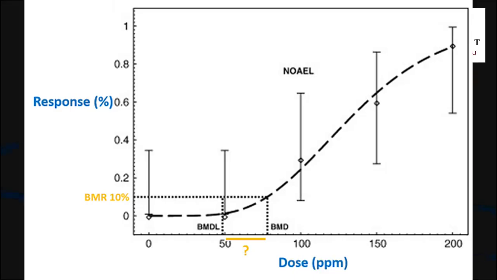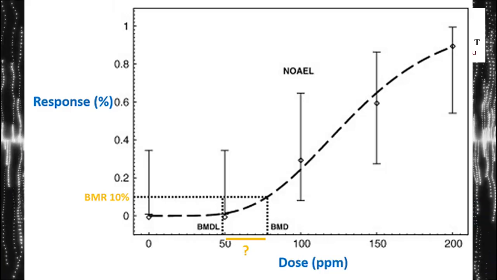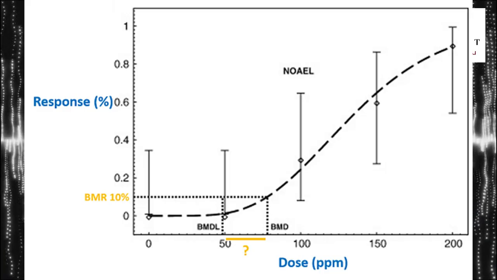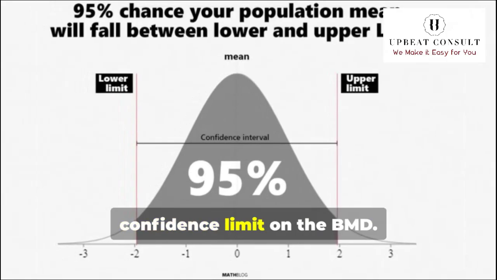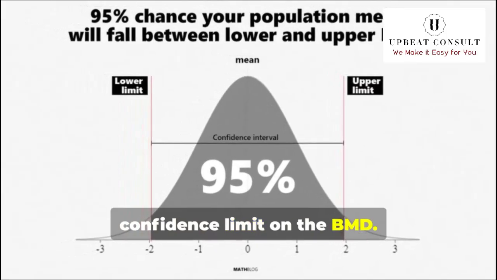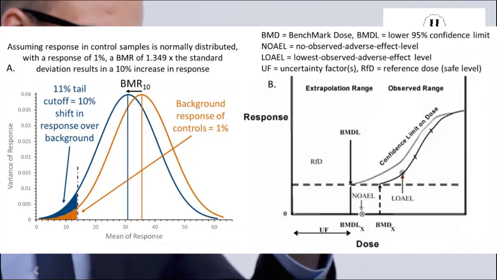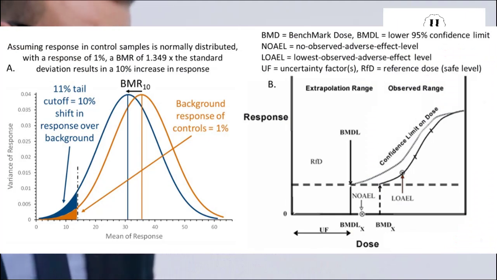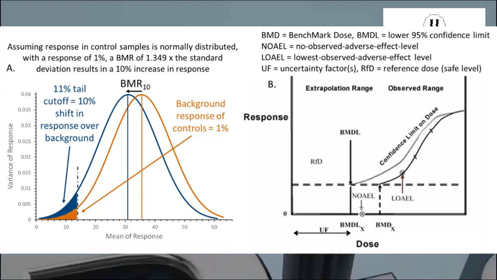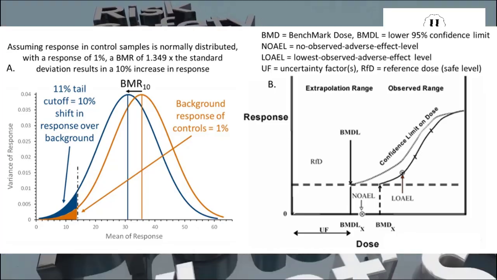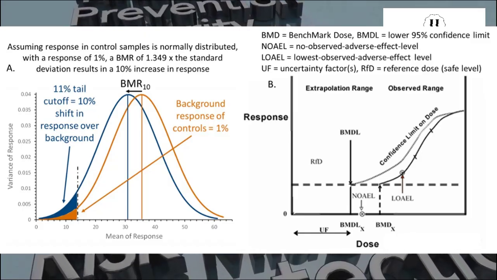But models have uncertainty. So risk assessors do not usually use the BMD directly. They use the BMDL, the lower confidence limit on the BMD. Think of BMDL as the conservative estimate. We are 95% confident the true BMD is not lower than this. Using the lower bound builds in a safety cushion right from the start.